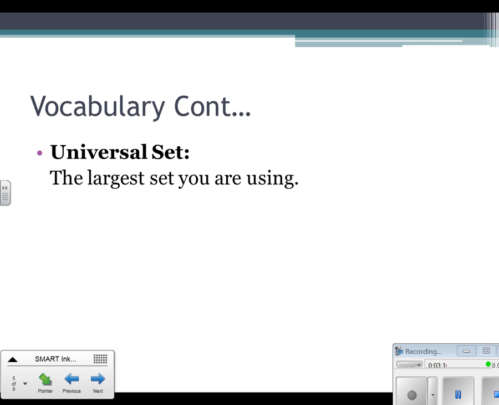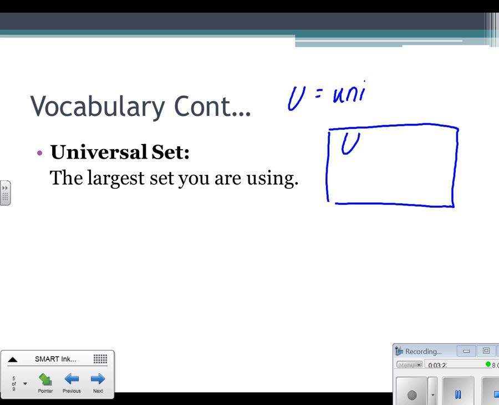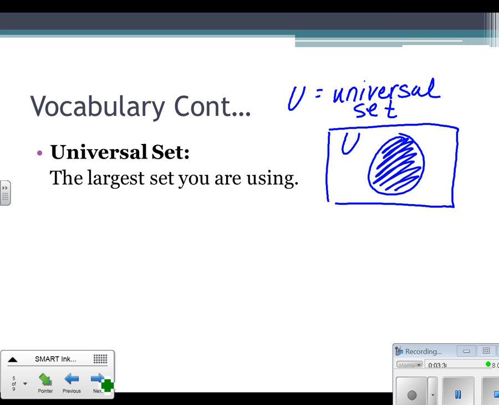A universal set is the largest set you are using. So if I have here where this is my universal set, and in my universal set I'm going to say that everything in here is A. Then A is a subset of my universal set. Once again, the universal set is the largest set you are using.